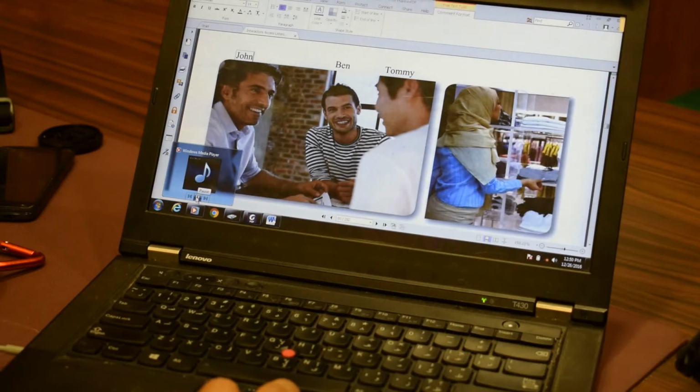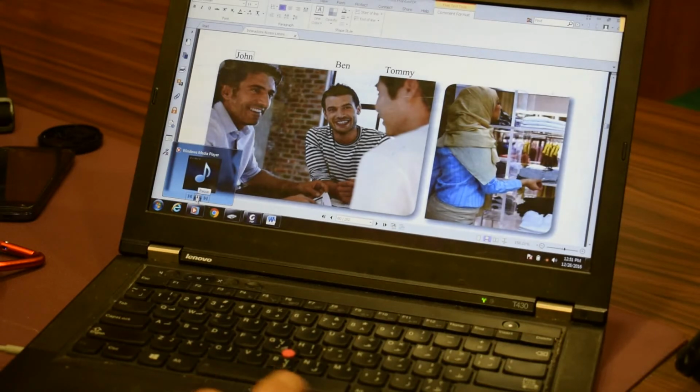Are you from here too? No, I'm just visiting my brother, Ben's father. So Tommy asks John, are you from here too? Are you from Jazan also? He says, no, I'm just visiting my brother, Ben's father.